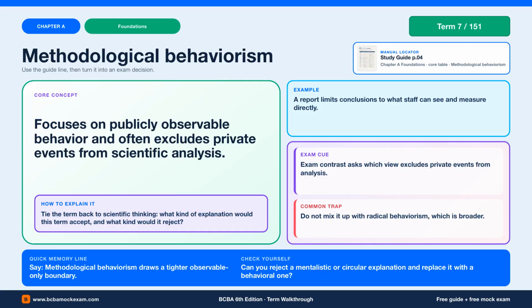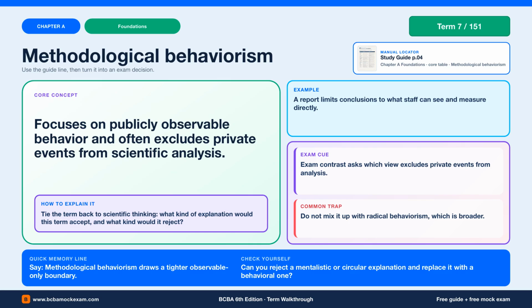Methodological behaviorism. Methodological behaviorism focuses on publicly observable behavior. In plain English, this view draws a tighter boundary around what can be studied scientifically. For example, a report may limit conclusions only to what observers can see and measure directly. The exam cue is excluding private events from scientific analysis.